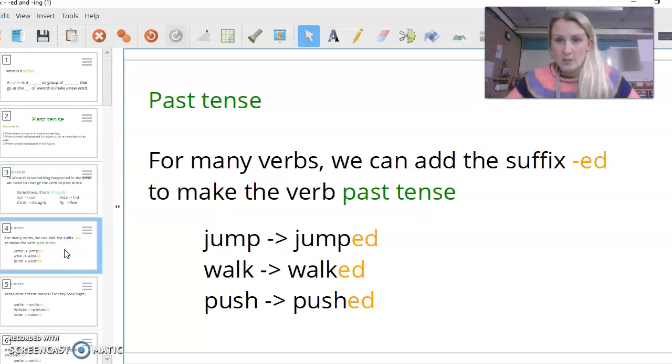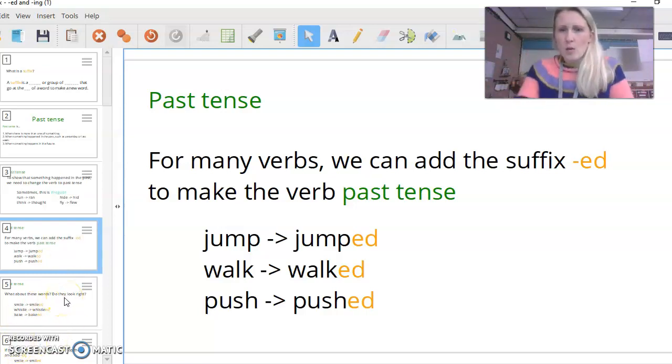For many of the verbs, though, we can add the ed suffix to make the verb past tense, which we spoke about yesterday. We are recapping what we did yesterday. We are going through it again today. So like jump, jumped, walk, walked. I went for a walk. I walked to the shop yesterday. Push, pushed. Can you see that? Push. I pushed. So that's something that's already happened, isn't it?